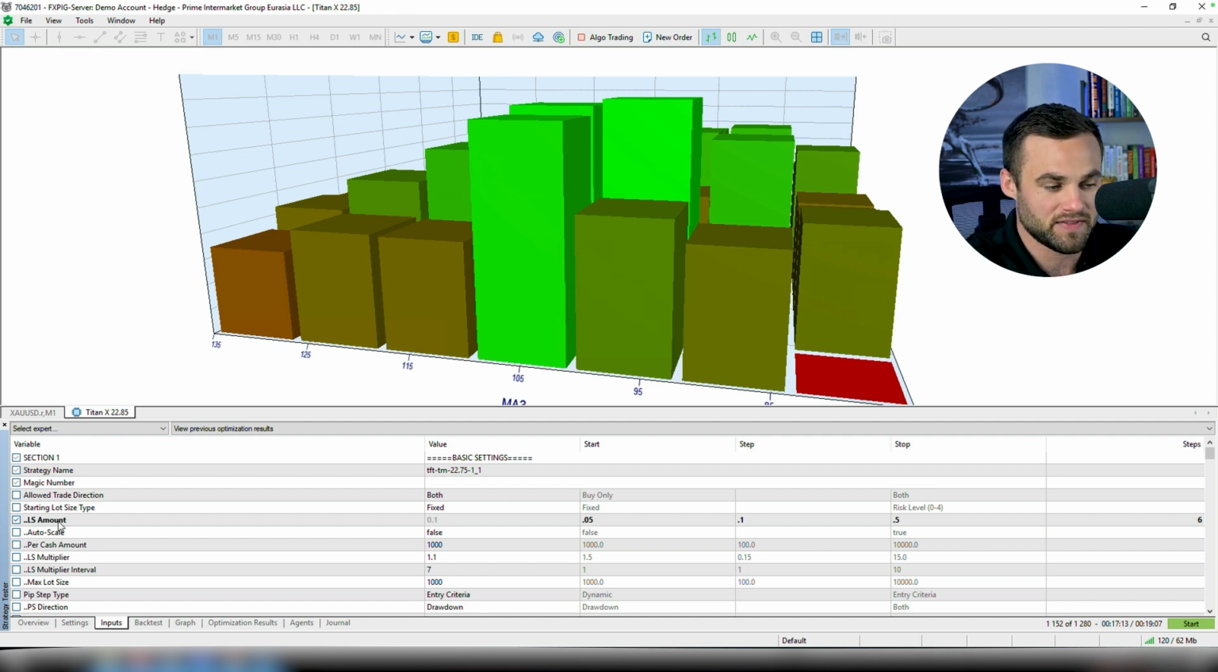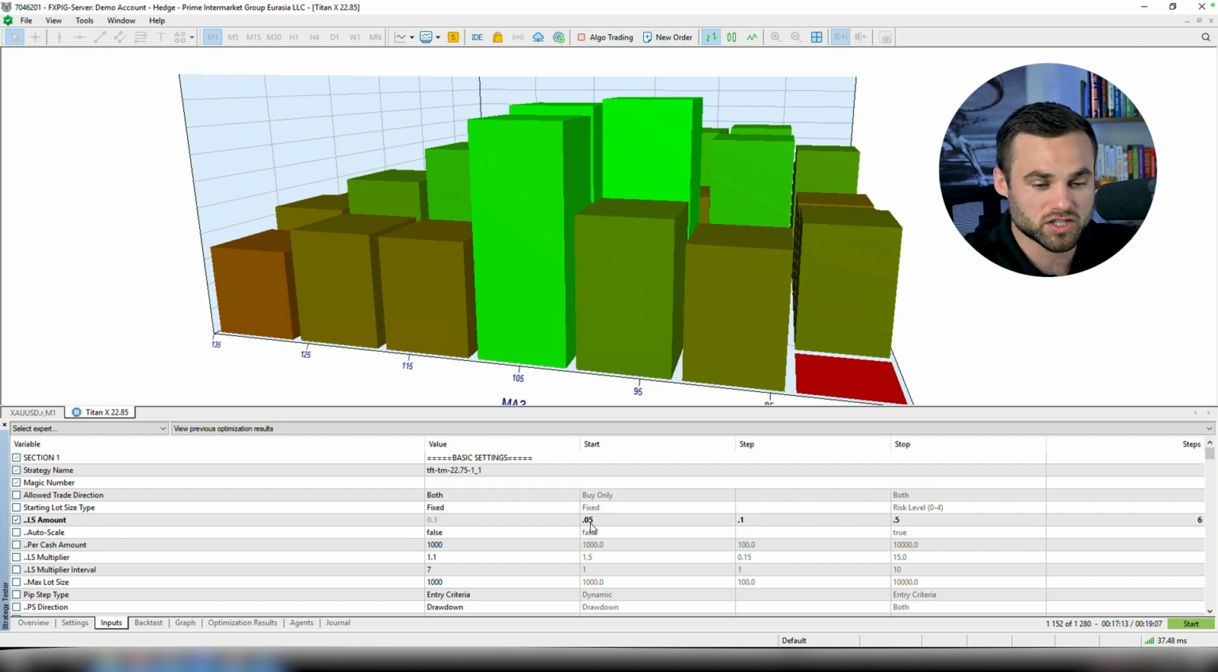In this scenario, I'm testing the lot size amount, okay? So basically, the starting lot size amount. I'm saying that I want it to start at 0.05, and I want it to stop testing at the end of the range, which is 0.5, and I want to step it by 0.1. So what does that step mean?